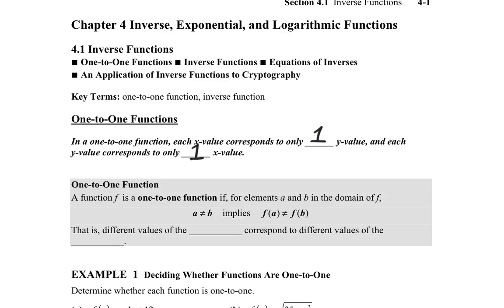to one x value. A function is said to be one-to-one if, for elements a and b in the domain, a not equal to b implies that f of a does not equal f of b. That is, different values of the domain correspond to different values of the range.